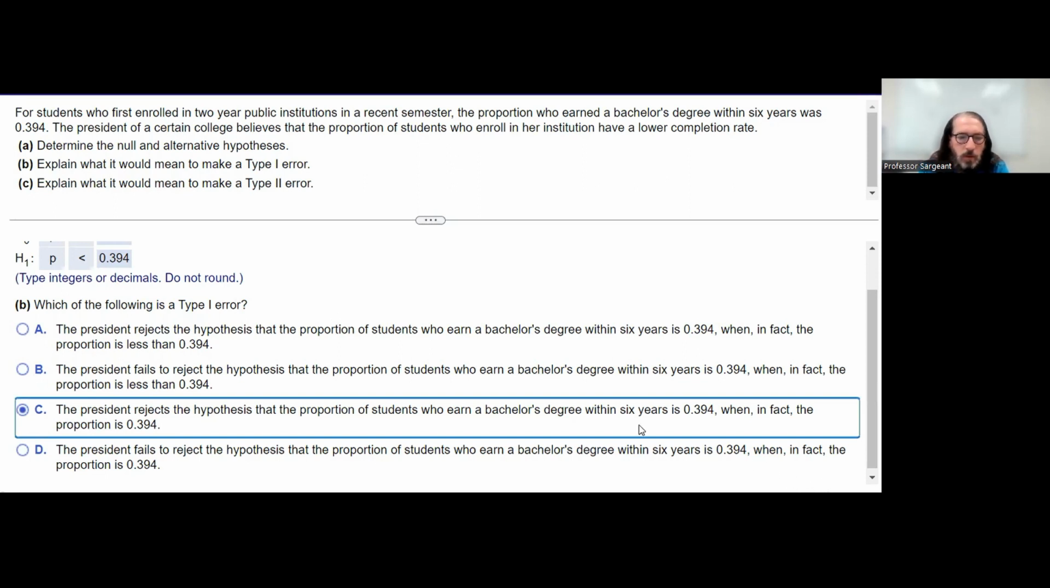So again, what we have in C here, it really is the same as for the population proportion, 0.394, but the evidence led her to believe that it was less than 0.394.